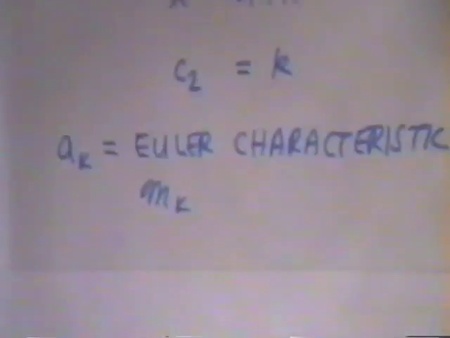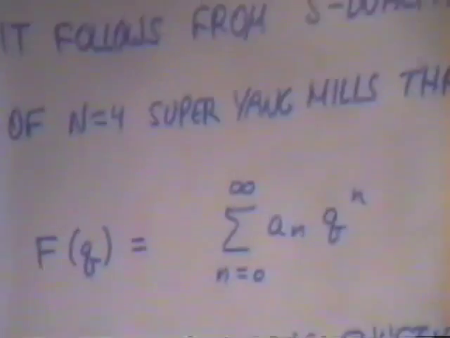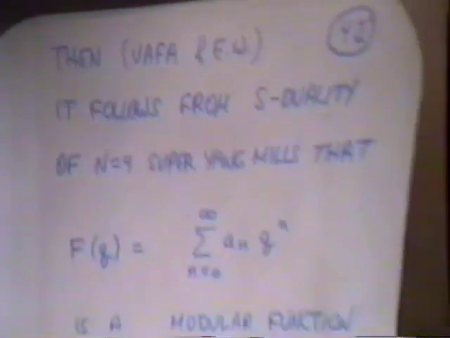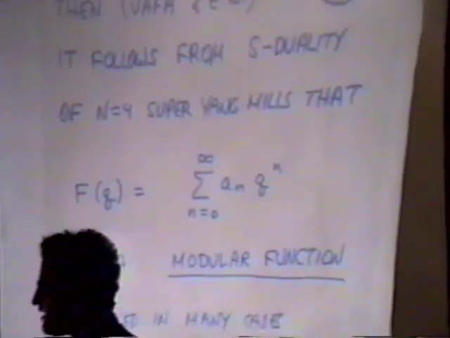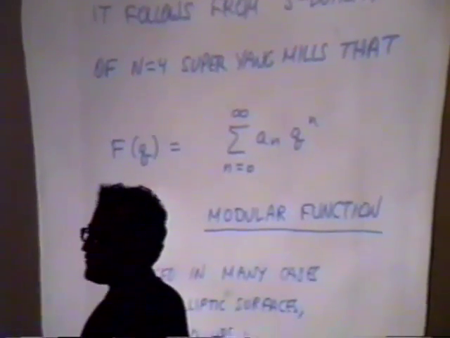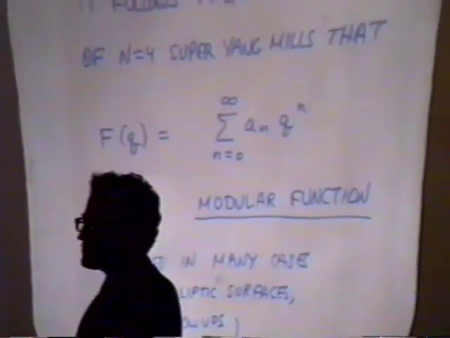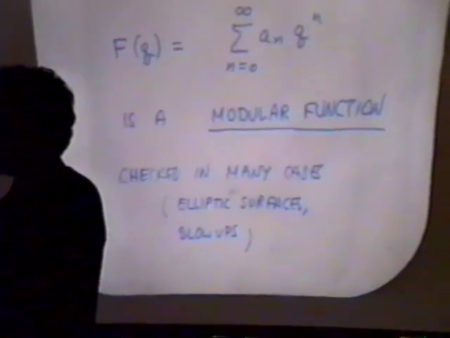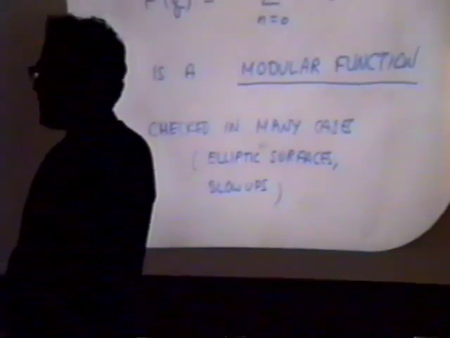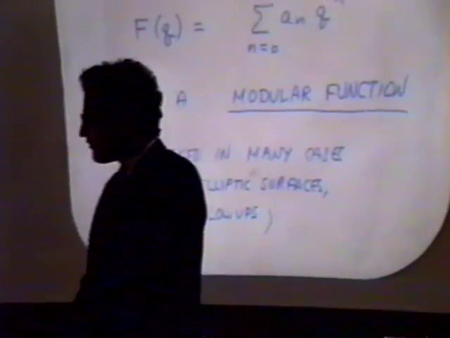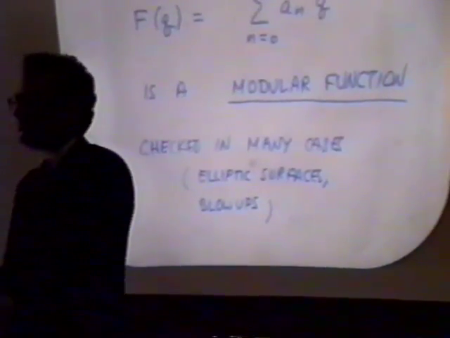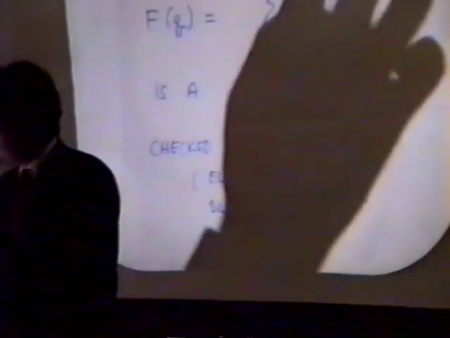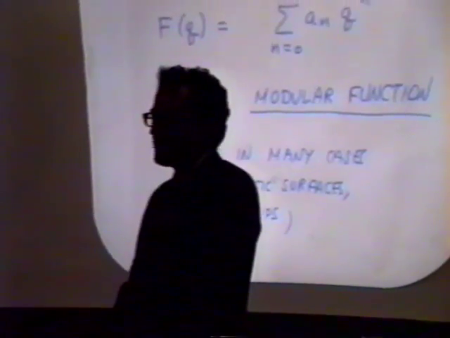If you take these numbers a_k and use them to build up a formal power series, it follows from S-duality that this formal power series should be a modular function. In fact, Vafa and I were much more precise about what kind of modular function it is. And this assertion, although certainly not a theorem even at a physical level of rigor, is a consequence, first of all, of S-duality, for which there is enormous evidence.